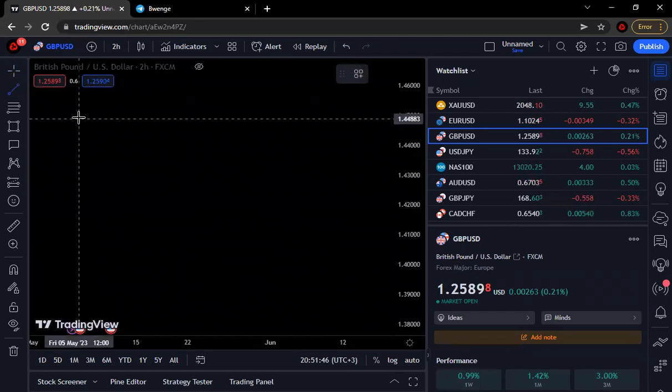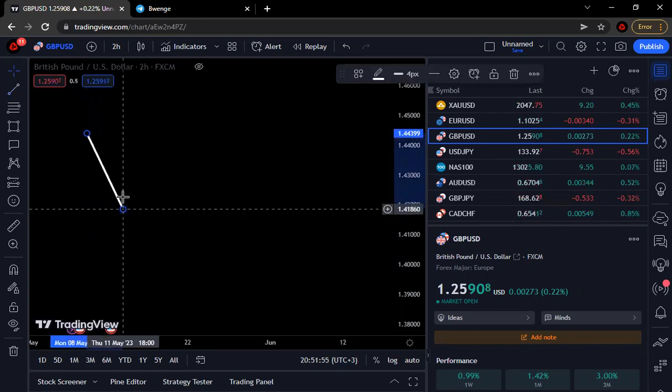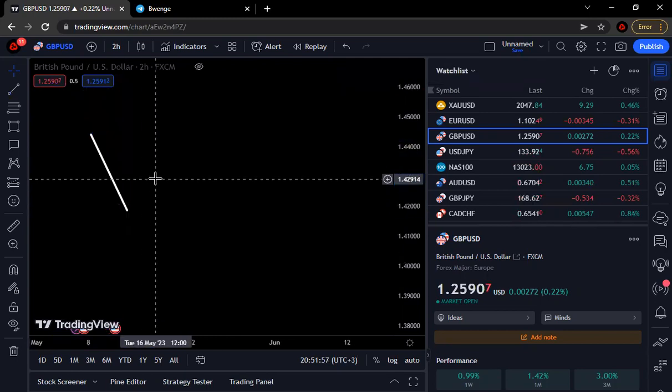Okay, so first of all, for you to understand what is mitigation block, you have to know that mitigation block is not a line, it is a zone. Okay, mitigation block is a zone, but also breaker block is a zone and not a line. And for you to understand what is mitigation block, you have to know the meaning of mitigation. For you to understand what is breaker block, you have to know the meaning of breaker.